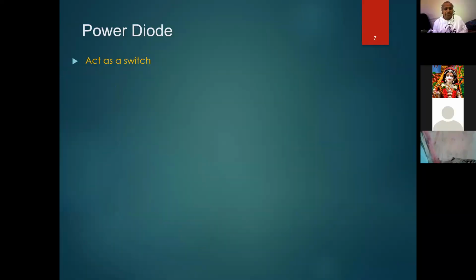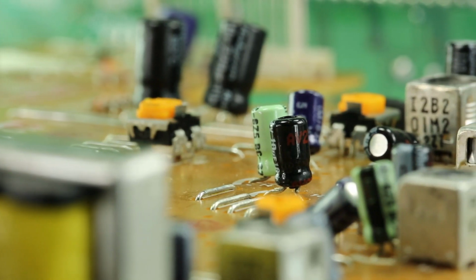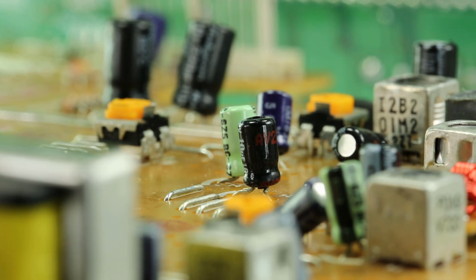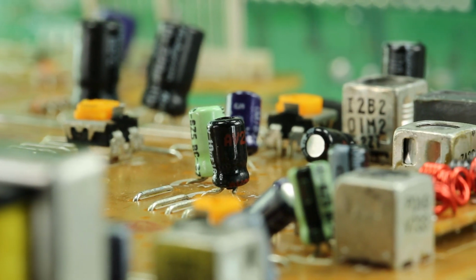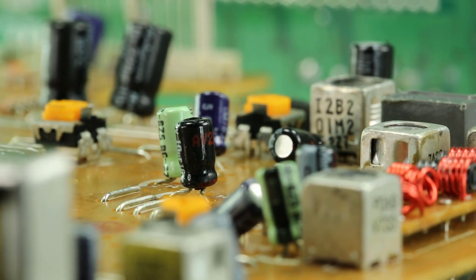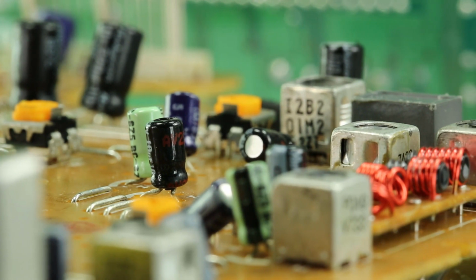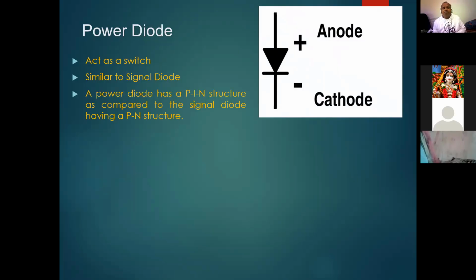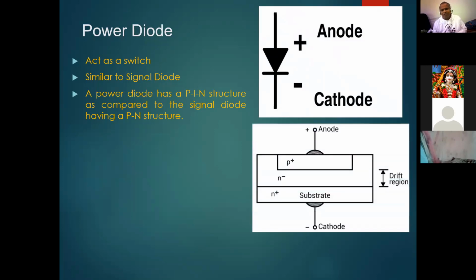The power diode is similar to the signal diode. The power diode also has an anode and a cathode, and the power diode has a PIN structure as compared to the signal diode. Why? The structure is this one.